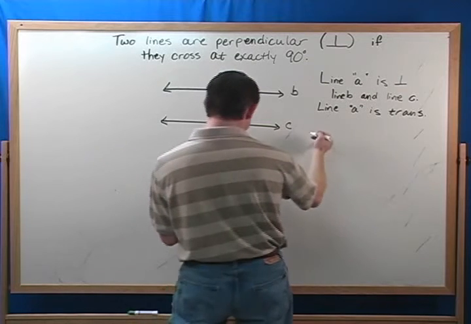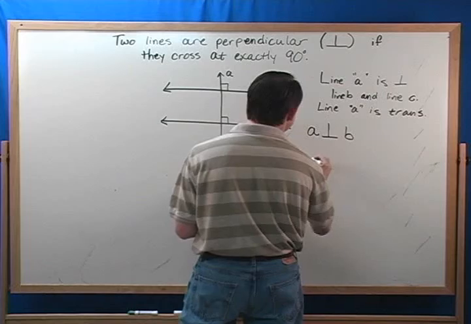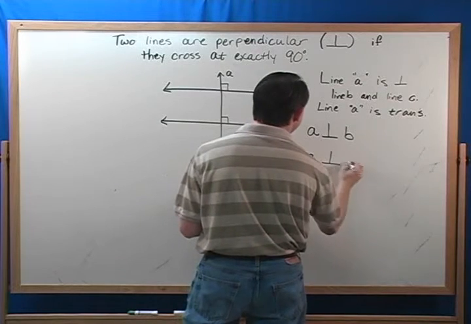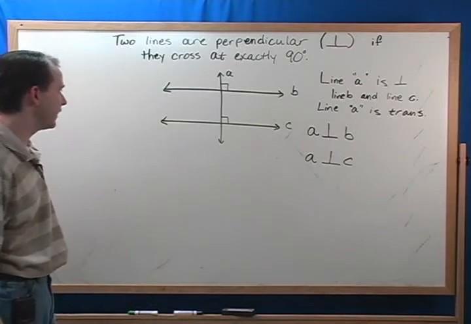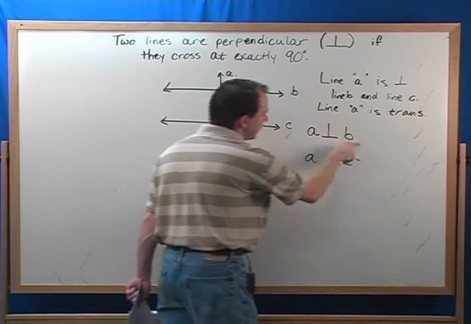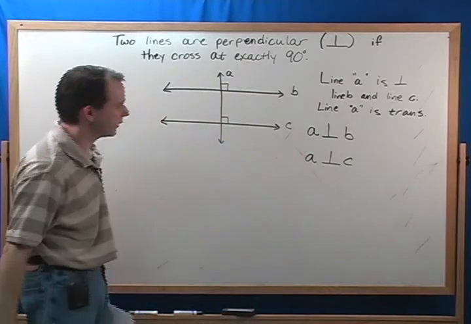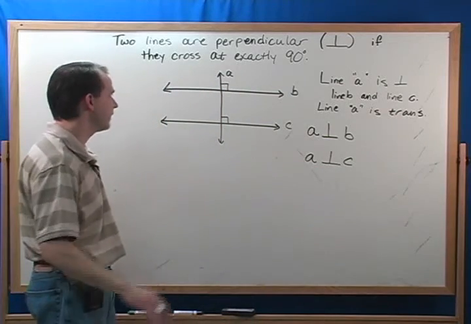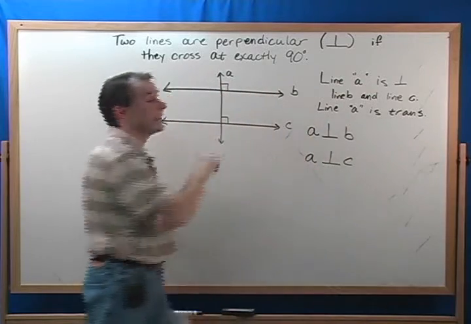So another way you would say this is you would say line A is perpendicular to B. Line A is perpendicular to C. This is the symbol for perpendicular there, and that's why I was showing you that above. So you'll see there's a lot in your problems. You'll see that they'll put that down. They'll say A is perpendicular to B, or A is perpendicular to F, or something, and that'll tell you that the angle between these two lines is exactly 90 degrees.